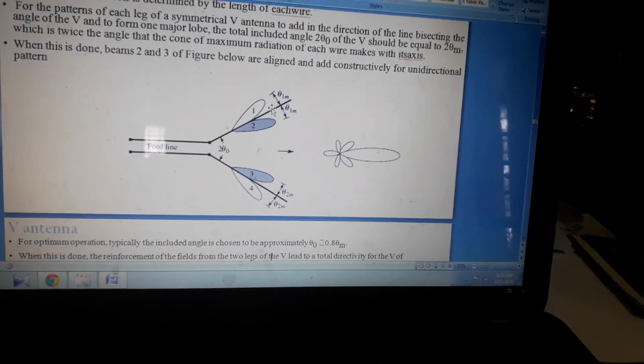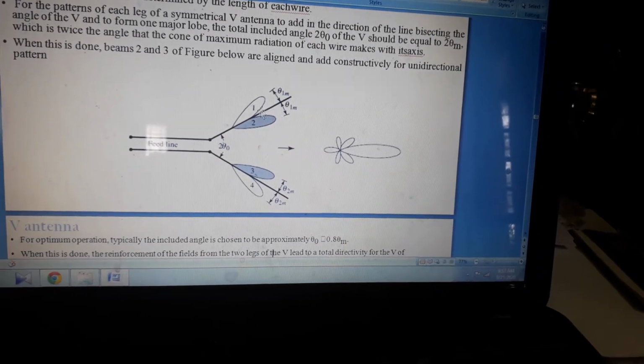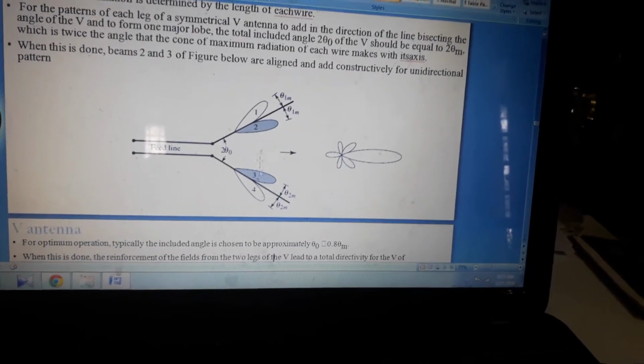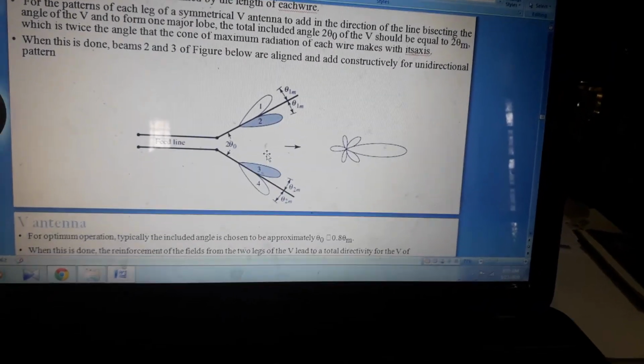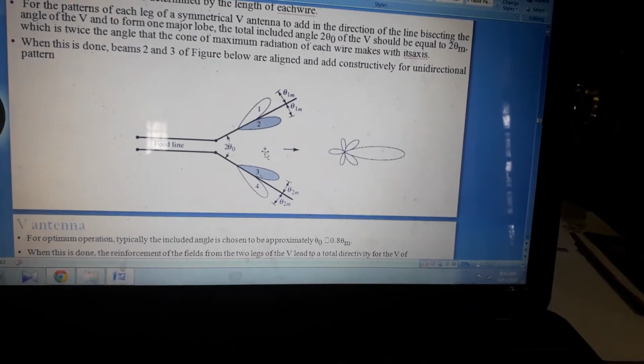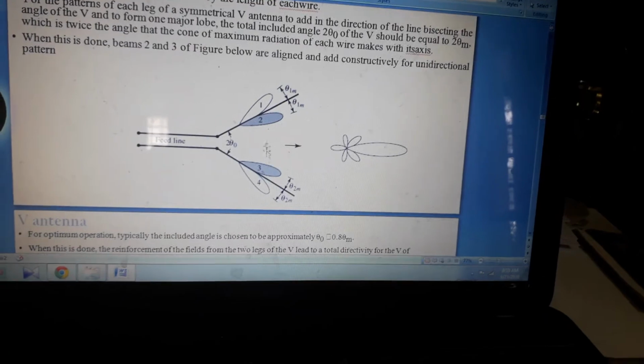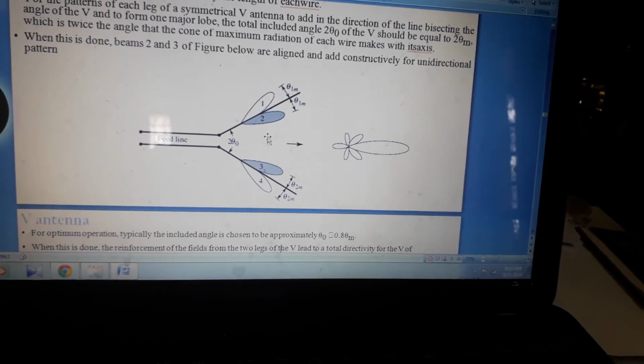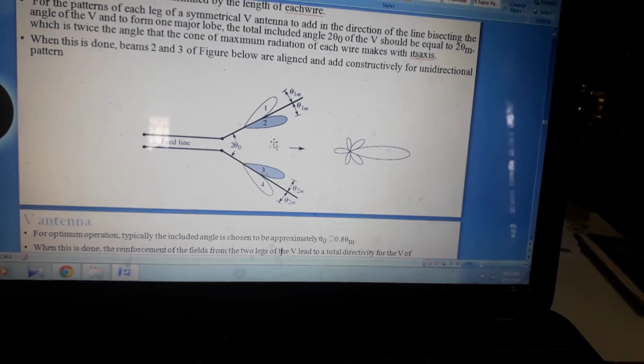When this is done, beams 2 and 3 of the figure below are aligned and add constructively. The beams from these two legs, 2 and 3, are aligned and add constructively for a unidirectional pattern.